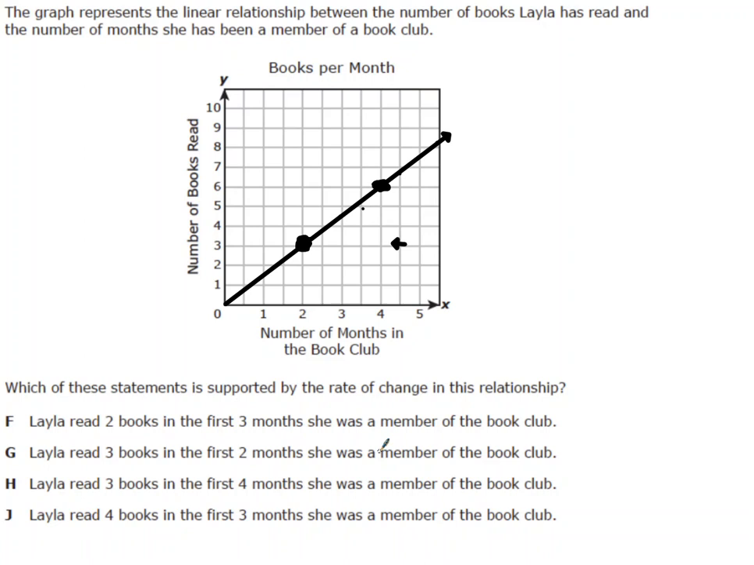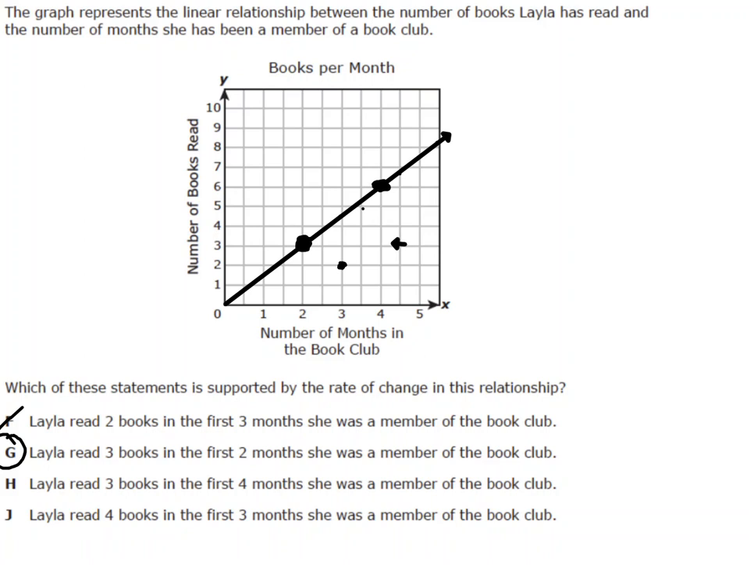All right, so Layla read 2 books in the first 3 months. She was a member of the book club. So here's the number of months. Okay, so in the first 3 months, she read 2 books. No, that is not on the line. Let's look at the next one. Layla read 3 books in the first 2 months. She was a member. Here's 2 months. We come up to 3, and we see that that's on the line. We know that's correct because it's on the line.